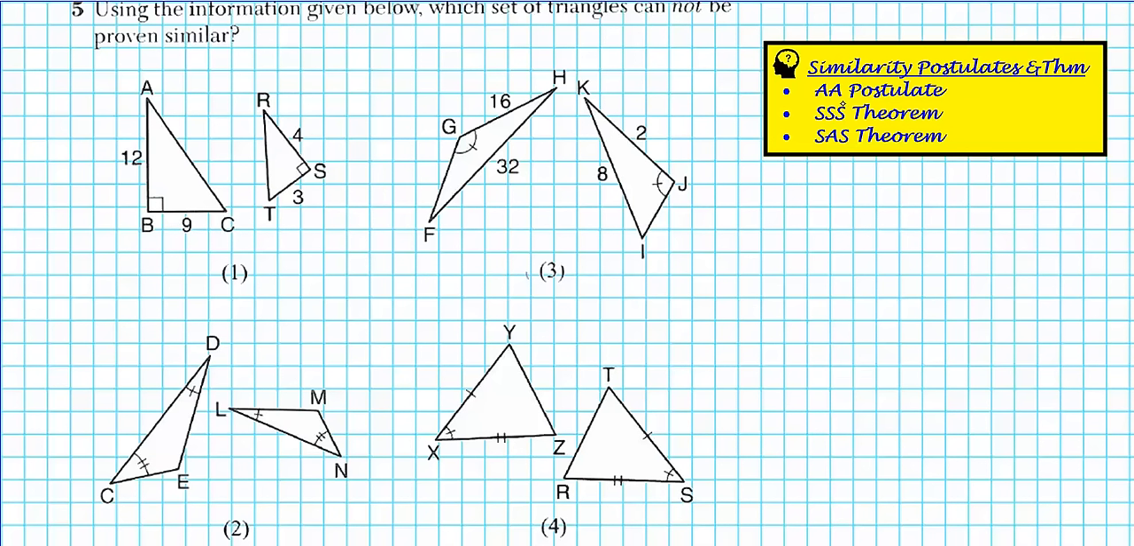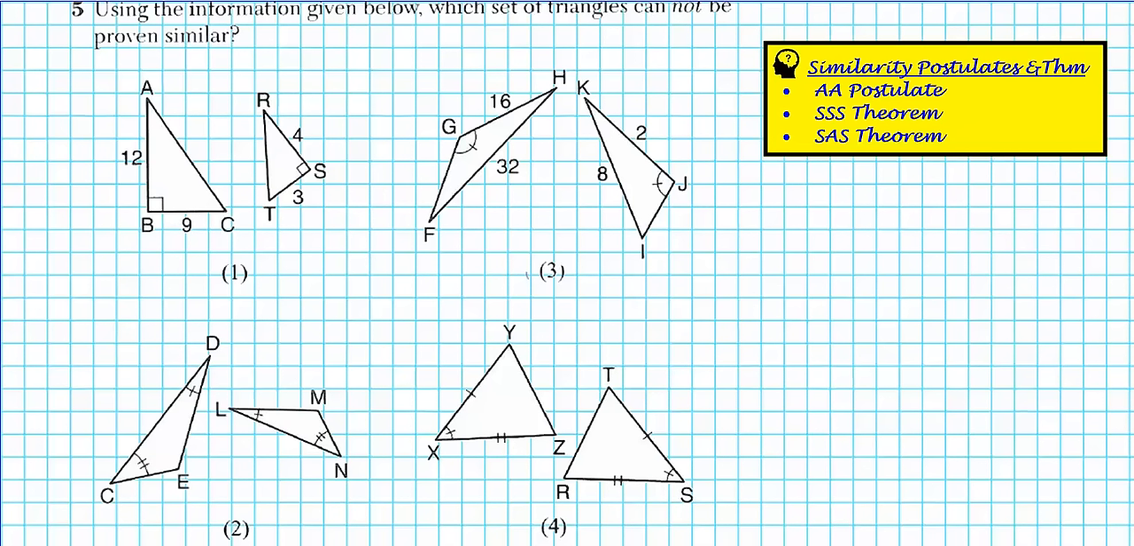Okay, you have the AA similarity postulate, which basically states that if two angles of a triangle are congruent to two angles of another triangle, then the triangles are similar. You have SSS. If 3 sets of corresponding sides of 2 triangles are in proportion, then the triangles are similar. Okay, and you have SAS. If 2 corresponding angles of 2 triangles are congruent and the sides including that angle are in proportion, then the 2 triangles are similar.